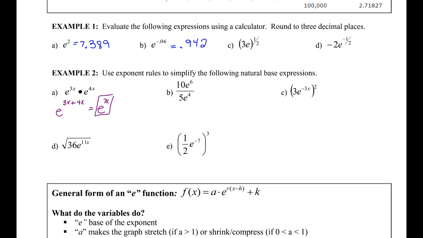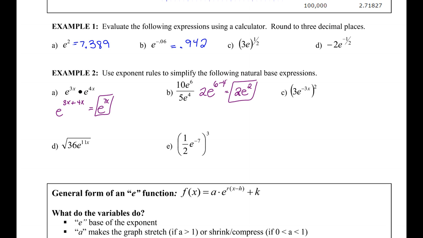For letter b, I'm going to start by simplifying 10 over 5, which gives me 2. Then, because I have a base of e in both the numerator and the denominator, I'm going to take the exponent in the numerator and subtract it by that in the denominator in order to get 2e squared.